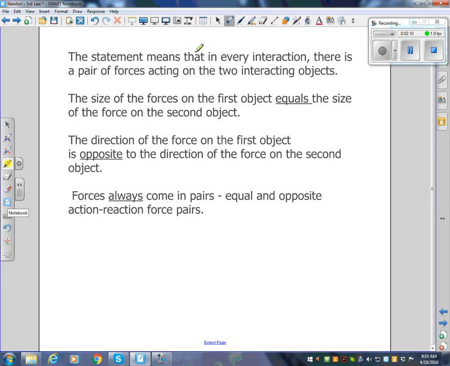This statement means that in every interaction, there is a pair of forces acting on the 2 interacting objects. The size of the force on the first object equals the size of the force on the second object. The direction of the force on the first object is opposite to the direction of the force on the second, and forces always come in pairs.